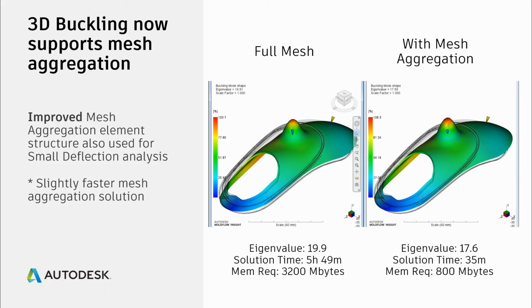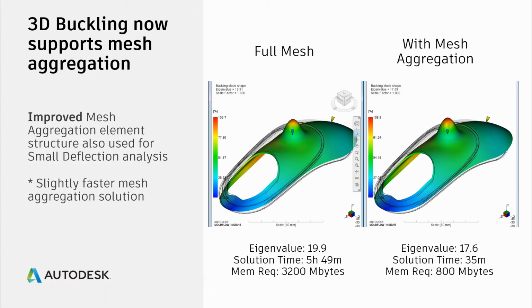A comparison here is shown of two analyses. The first was performed without mesh aggregation, and the second was performed with mesh aggregation. These are both buckling analyses, and the eigenvalues predicted are similar. However, notice that the solution time is greatly reduced by a factor of almost 10 here, and also the memory required is reduced. This will have a significant benefit when you're analyzing the buckling of very large models.